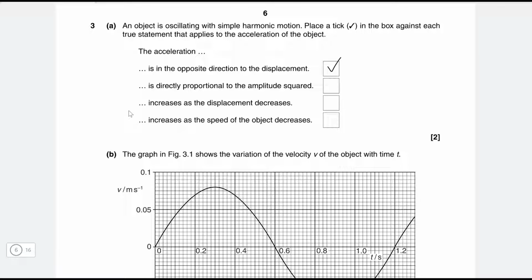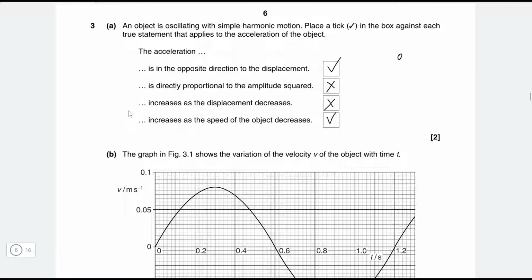It's directly proportional to the amplitude squared. Nope, we're confusing this with intensity. Increases as the displacement decreases. Yep, so that's not correct. The opposite is true. Increases as the speed of the object decreases. Yep, that is true. For instance, something like a spring that is oscillating, the further away it is actually stretched, or even something like a pendulum.